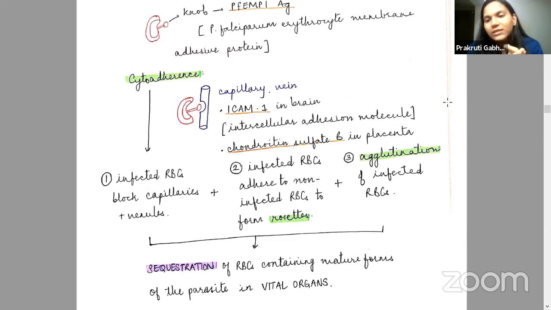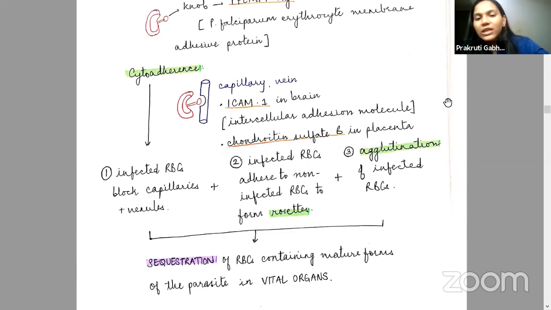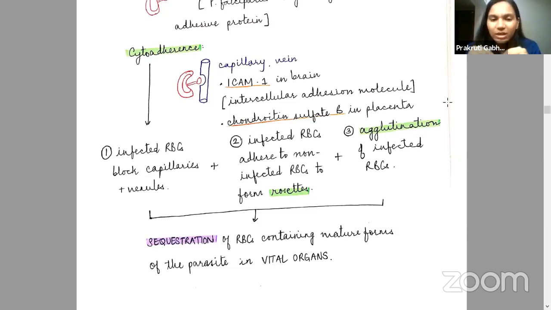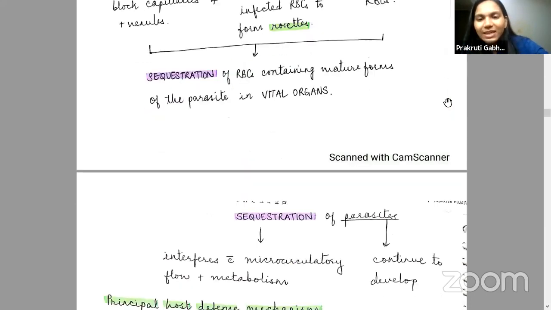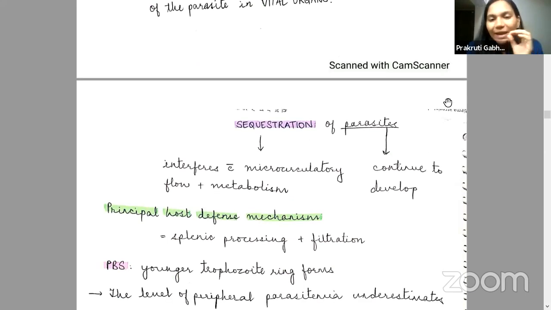And the third phenomenon that occurs is that the infected RBCs cluster among themselves and cause agglutination. So the three processes of cytoadherence, rosette formation and agglutination will lead to complete blockage of the capillaries and venules, and this process is known as the sequestration of the RBCs, which obviously contain the mature forms of the parasite, in vital organs. Now, when this sequestration takes place, it interferes with the microcirculatory flow and the metabolism of that vital organ, like the brain or the placenta or the spleen or the liver, etc.